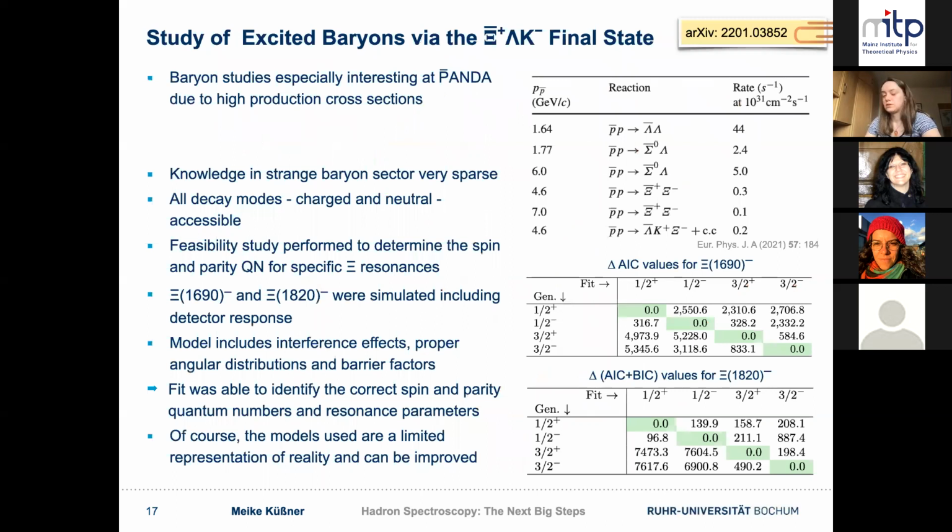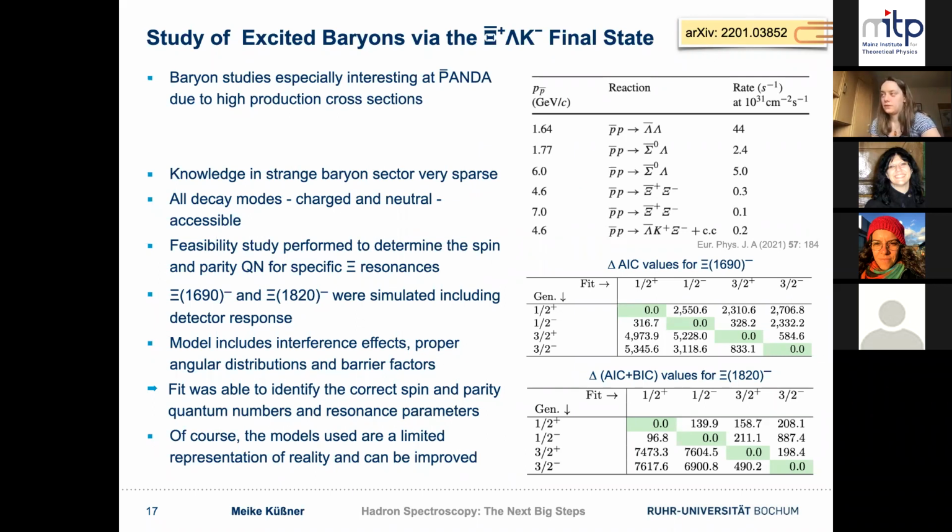Yeah, so another analysis I want to present, which now goes to the baryon sector, is the study of excited baryons in the cascade plus anti-lambda K minus final state. And the motivation is to do this feasibility study, since PANDA also aims to study baryons, since the production cross sections are expected to be high. So in this table here on the right, you see that rates of several baryons per second are expected for various channels to be studied.